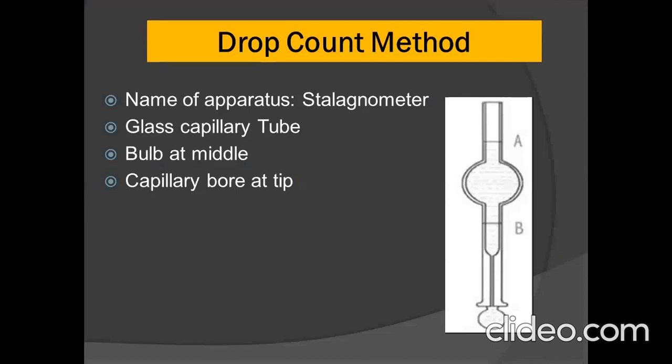So now we will see what is the stalagmometer. So this is the stalagmometer. Stalagmometer is actually a simple glass capillary tube having a bulb in the middle. As you can see, there are 2 points, that is A and B. This capillary tube has a capillary bore at the tip. As you can see, the radius of this capillary is very narrow at the tip. So, this is a simple apparatus used for the determination of surface tension.